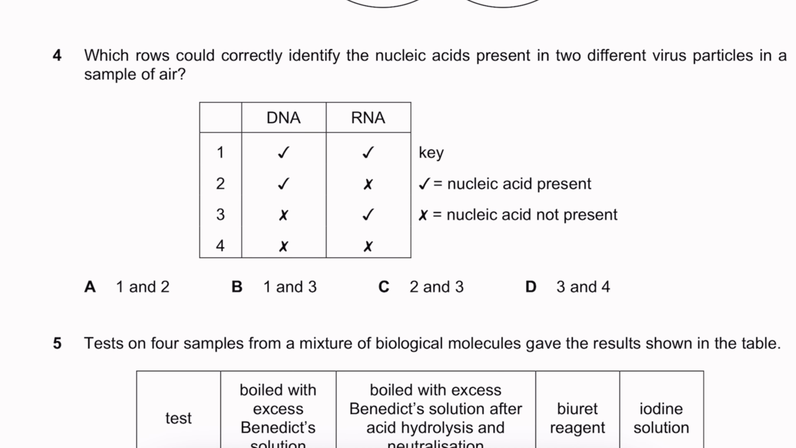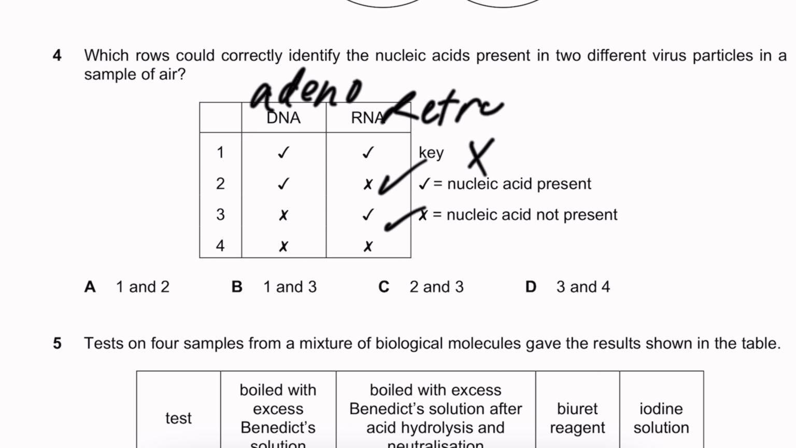Number 4. Which row could identify the nucleic acids present in 2 different virus particles in a sample of air? Remember that viruses can have either DNA or RNA inside their nucleic acid core. The nucleic acid core could either be made of DNA or RNA, not 2 at the same time. So the first option is wrong. Okay, DNA only, yes, this is known as an adenovirus. And when it comes to RNA only, this is known as a retrovirus. Basically, we have to choose 2 and 3, which is letter C.